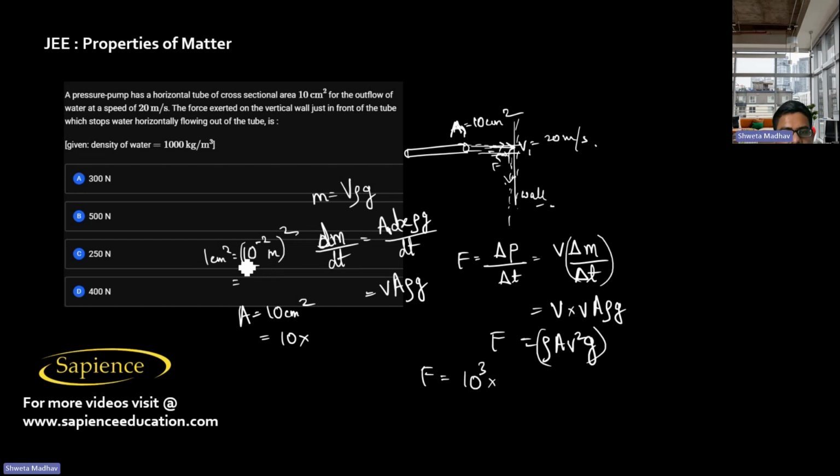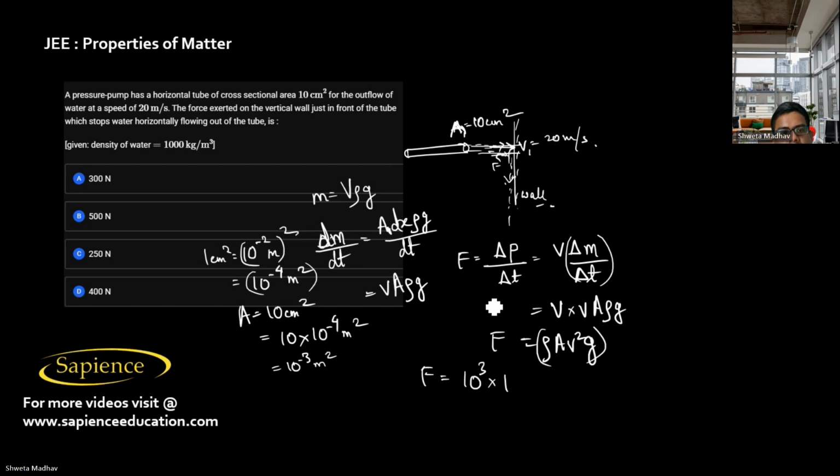1 by 100, that is 10 power minus 2 meter whole square. Is 10 power minus 4 meter square. 10 into 10 power minus 4 meter square, which is 10 power minus 3 meter square.